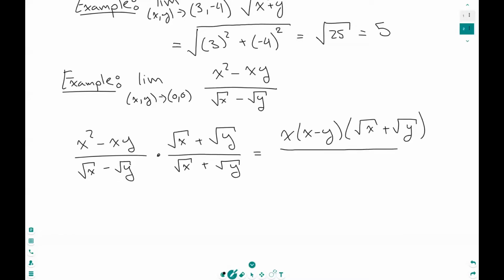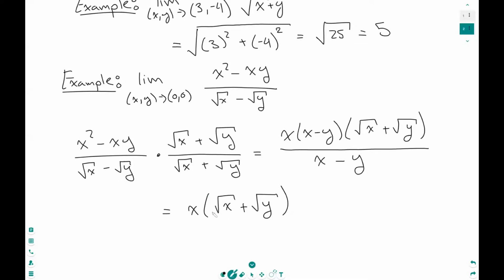And then in this denominator here, there's a reason we did the alternate sign, right? So I had the square root of x minus the square root of y. Well, when we FOIL this out, those cross terms cancel, so I'm left with just x minus y. But then look at what happens with this numerator. I have this x minus y, and I have this x minus y down in the denominator. So I can cancel those, and this is equal to x times the quantity square root of x plus the square root of y.